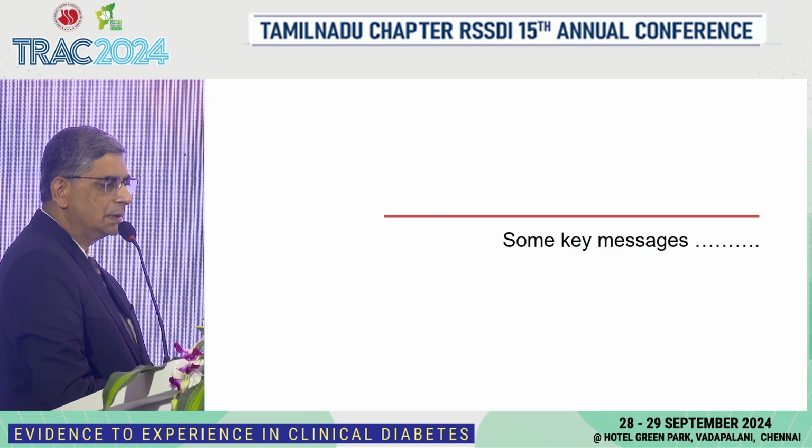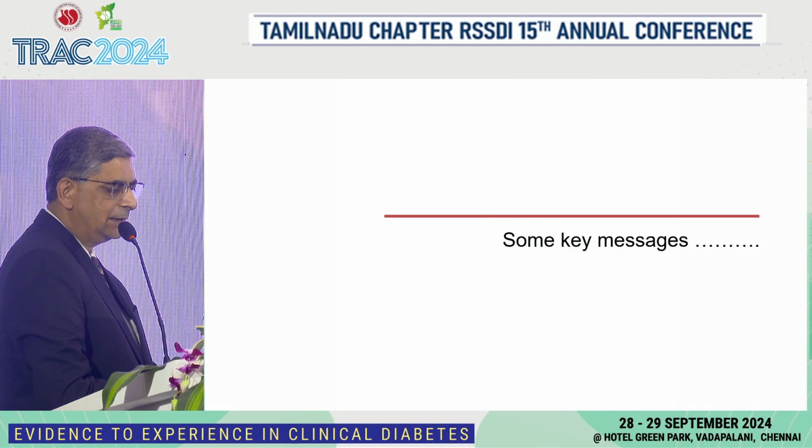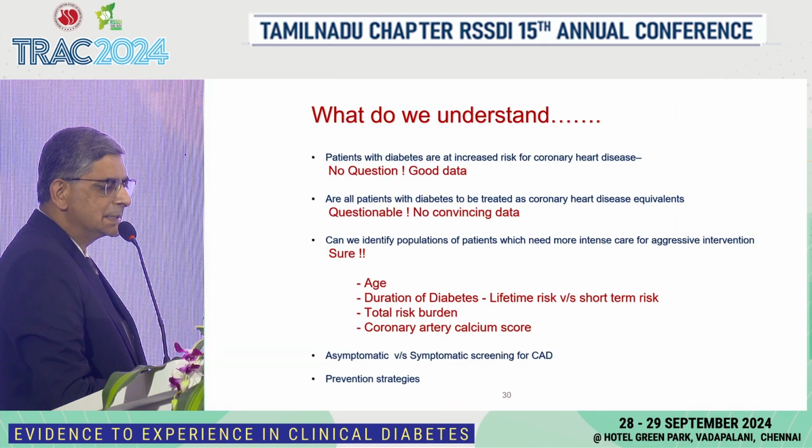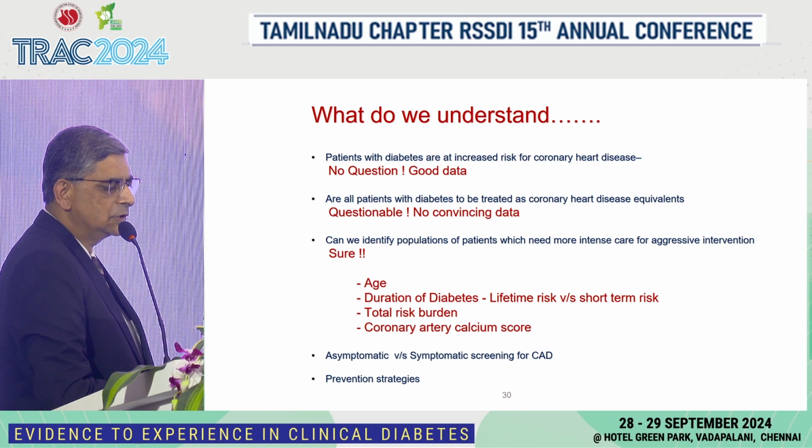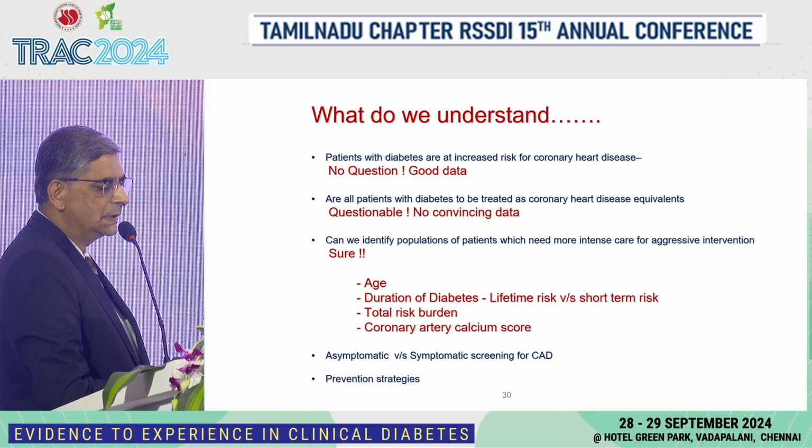So I'll close my talk in the last 1 minute that I have: what do we understand? Patients with diabetes are at increased risk for coronary artery disease. No question, there is good data about it. Are all patients with diabetes to be treated as coronary heart disease equivalent? That's questionable, no convincing data. Can we identify populations of patients who need more intensive care for aggressive intervention? Sure. Look at the age, duration of diabetes, total risk burden, coronary artery calcium scores, and you'll have a perfect substrate.